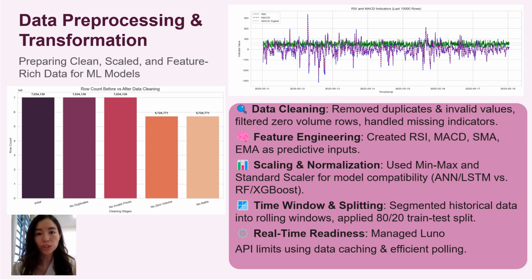This helps capture market trends and momentum. You can see in the line chart how RSI and MACD indicators fluctuate with market trends. These provide critical signals used to generate trading strategies.